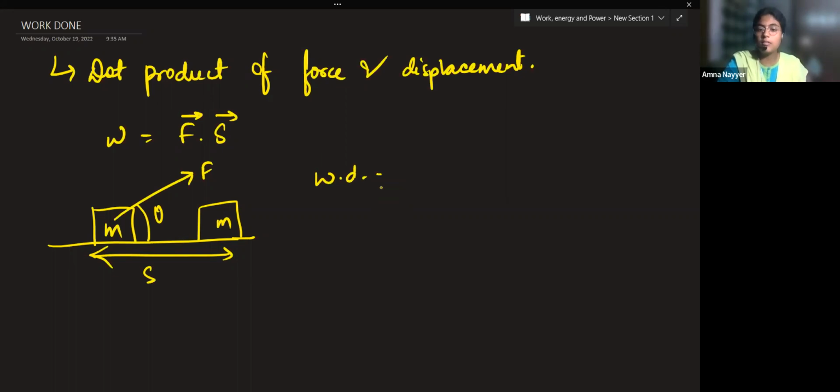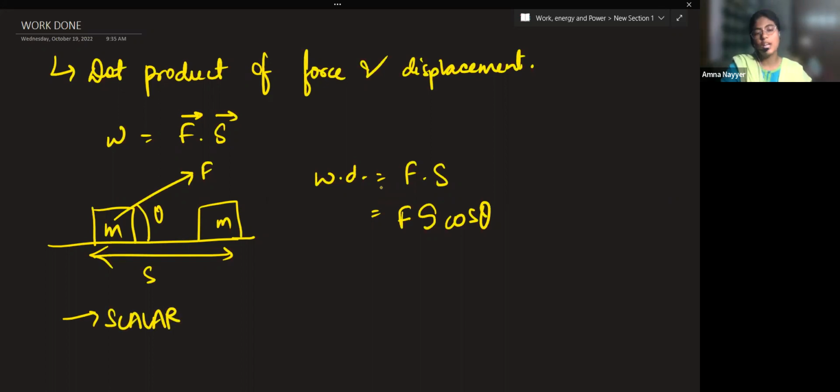This work done will be equal to F dot S, or magnitude of force multiplied by magnitude of displacement cos theta. How I have written this is simply the formula of dot product. In dot product, if you take the dot product of any two physical quantities, you take the magnitude of the first quantity, the magnitude of the second quantity, and multiply it with cos theta. So work done is F dot S, which is F S cos theta. Simple definition. And why this lesson is much simpler is because this is not a vector quantity. Your work done is actually a scalar quantity.